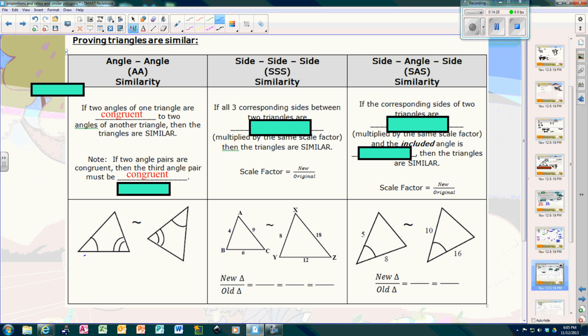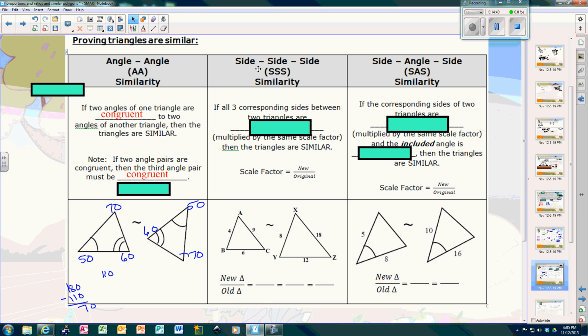Because if this angle here is 50 and this one is 50, if this one is 60 and this one is 60, then these two add up to 110, and then 180 minus 110 is 70. So that makes this one 70. Well, if that one's 70, this one has to be 70.